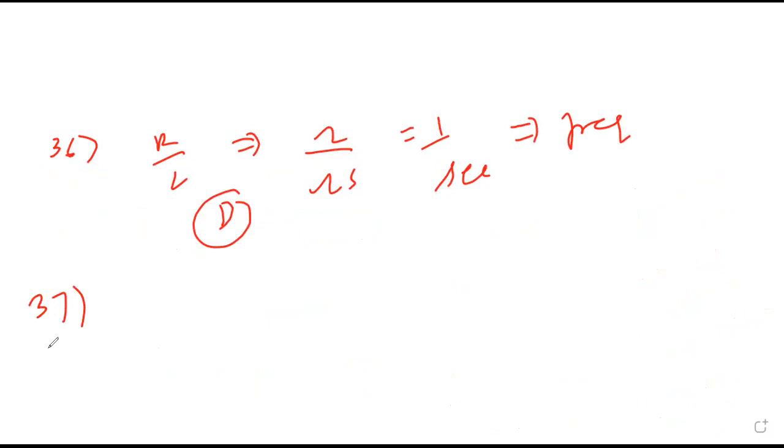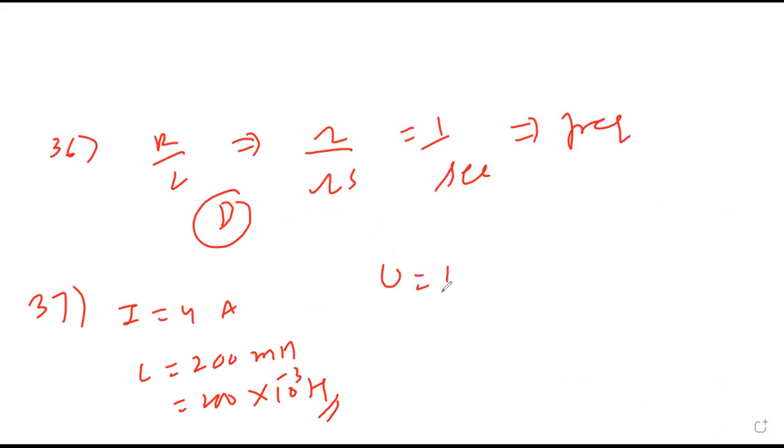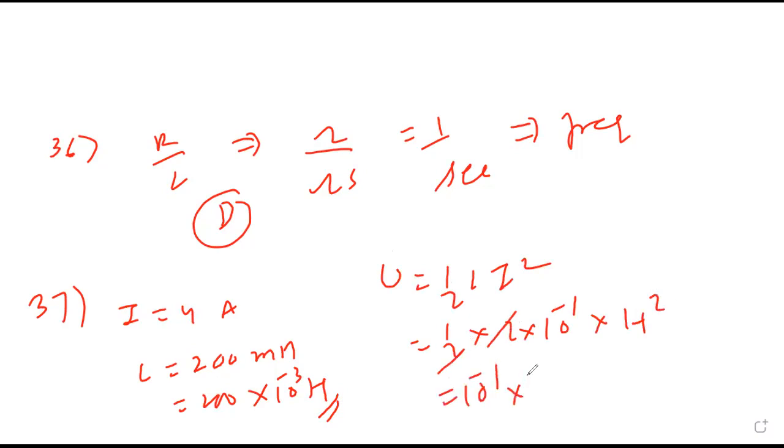37. Energy required to establish current of 4 ampere, inductance of 2 millihenry. Energy required is half L I square, half of 2 into 10 raised to minus 3, I is 4 square. So 10 raised to minus 3 into 16, 1.6 joule. Option D.